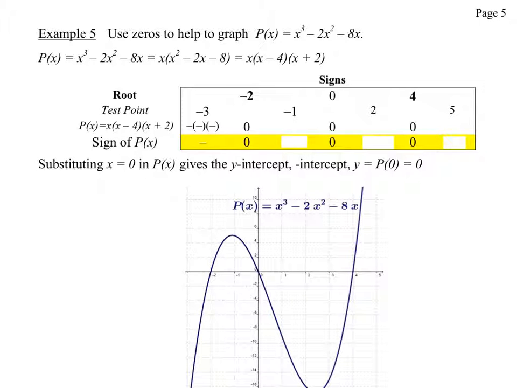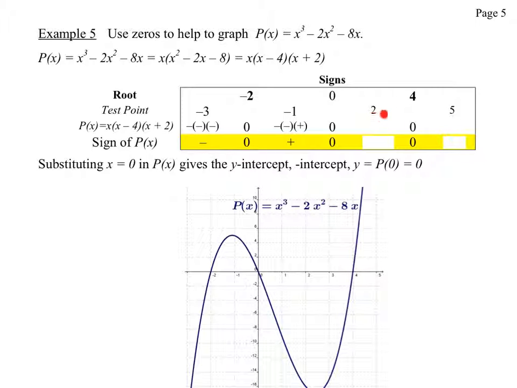If we do the same thing with minus 1 instead, then what happens when we plug minus 1 in is that we get a negative times a negative, and that gives us a positive. So that tells us that we're going to be above the x-axis between negative 2 and 0. Again, when x is equal to 0, our y is going to be equal to 0 here.